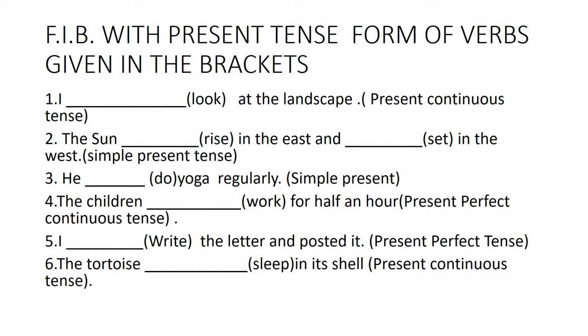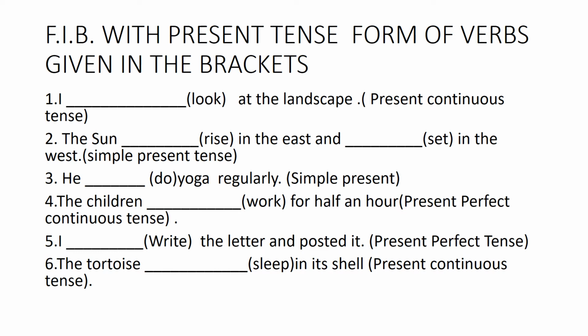Second example, the sun dash in the east and dash in the west. Simple present. The sun, subject is it. So the sun rises in the east and again the subject is it, and sets in the west.